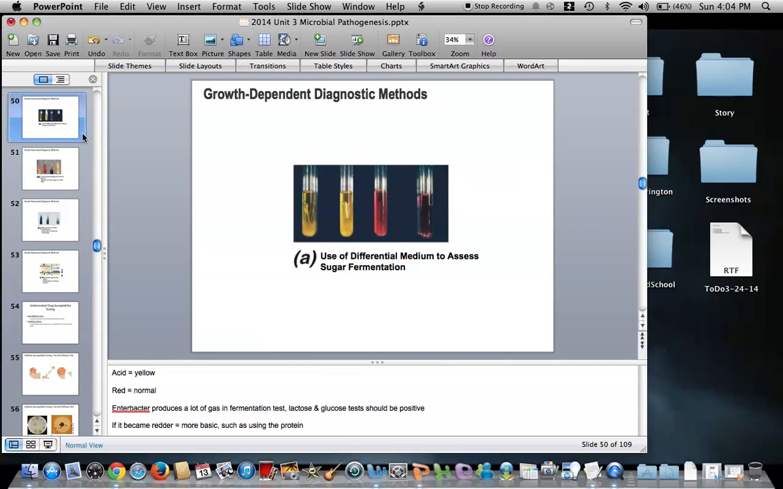This is growth-dependent diagnostic media. If they produce acid, they turn yellow like this, and if they produce gas, the little Durham tube will go up. This one looks like it's suspended a little way above the bottom. Enterobacter, you would expect to produce a lot of gas. This is actually more basic. This is the control. This is actually more basic because it's become redder.